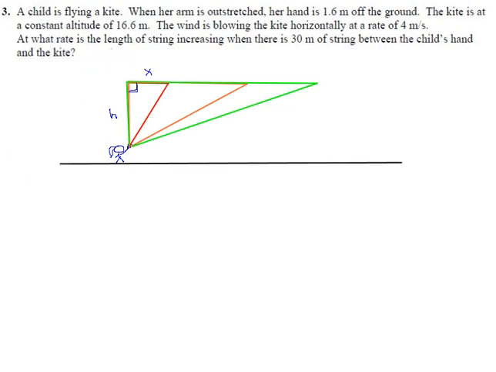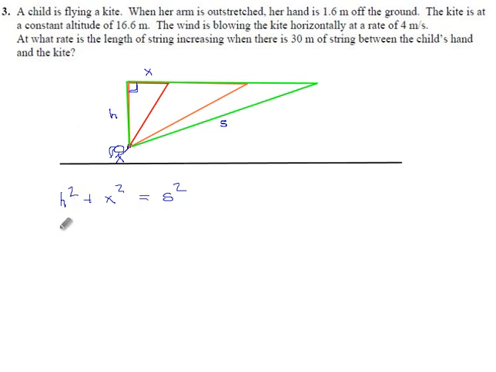What they're asking about is the length of string, as in the hypotenuse, and how much it's increasing when the kite is over here and there's 30 meters of string out. So for the hypotenuse, I'm going to use S for string. And the Pythagorean theorem tells us that we can say h squared plus x squared equals s squared.